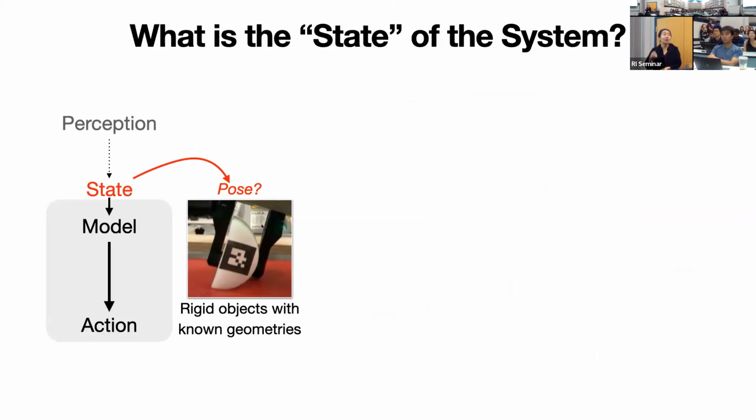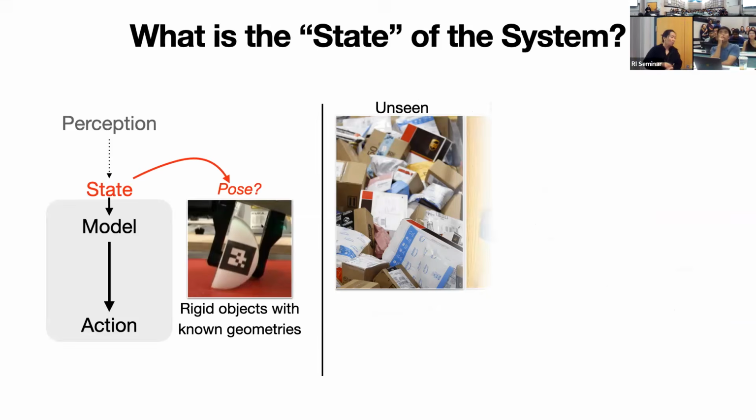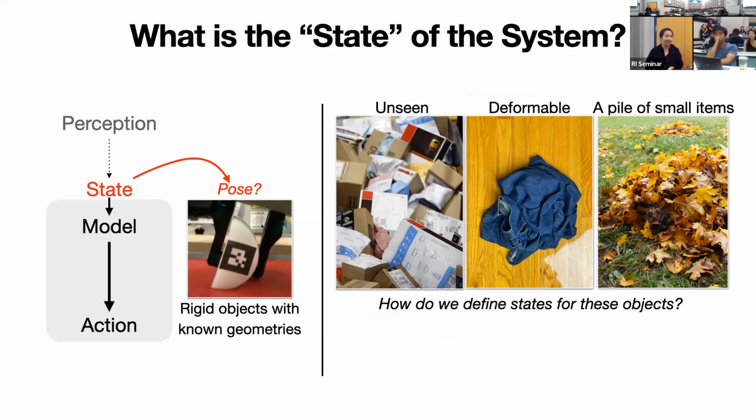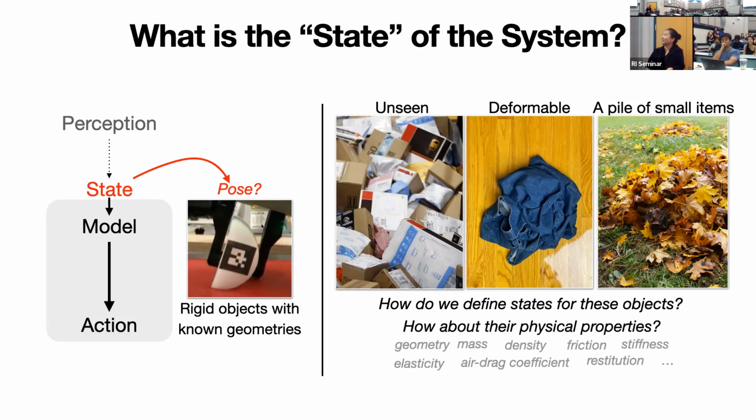However, this kind of definition of object pose only makes sense when you're dealing with rigid objects with known geometries. However, on the other hand, our world is often filled with objects that the system has never interacted with before, like unseen objects, where their state or pose is oftentimes ill-defined or impossible to measure. So for example, just consider how you're gonna model or formulate the state of a crumpled cloth. Then how about a pile of random leaves? Not to mention their physical properties like the mass, friction, or stiffness, that are even harder to measure.